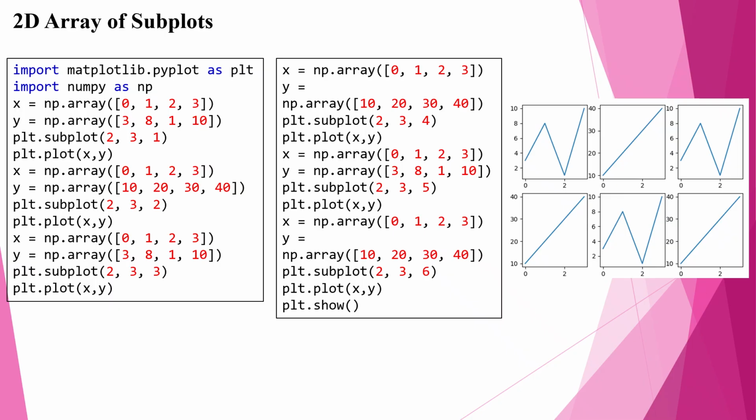Different datasets are plotted in each position by repeatedly calling plt.subplot followed by plt.plot. Each subplot is placed in its respective position in the grid, allowing multiple graphs to be displayed in a structured format within a single figure. Finally, plt.show is used to display all the plots together. This approach is useful for visualizing and comparing multiple datasets at once in an organized manner.